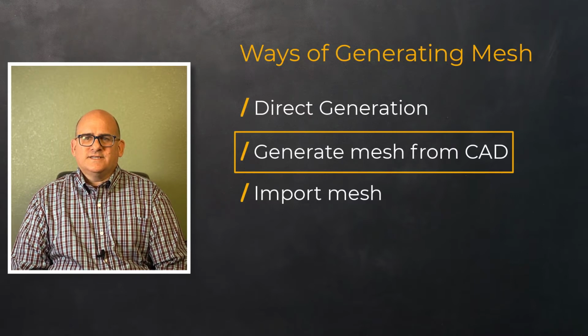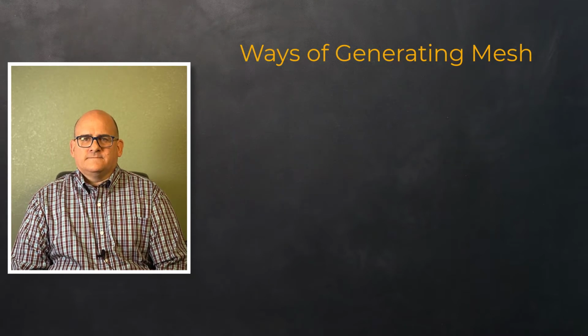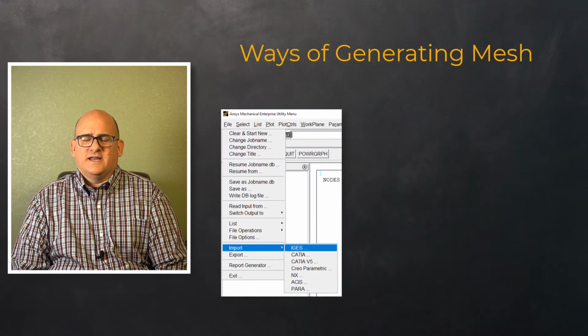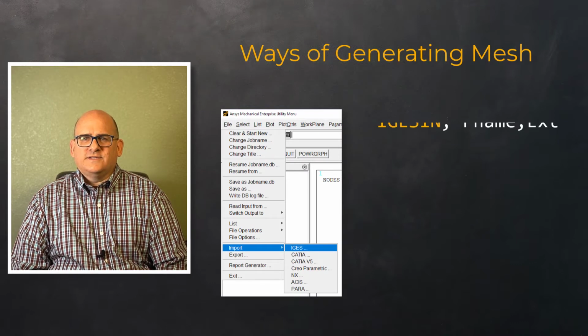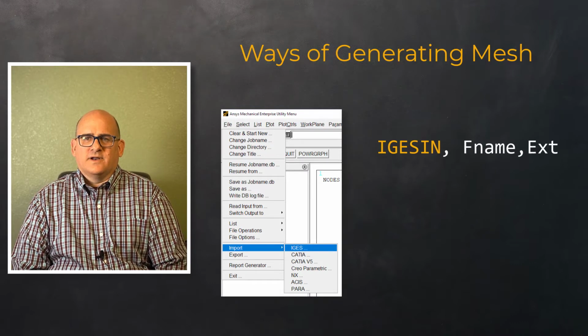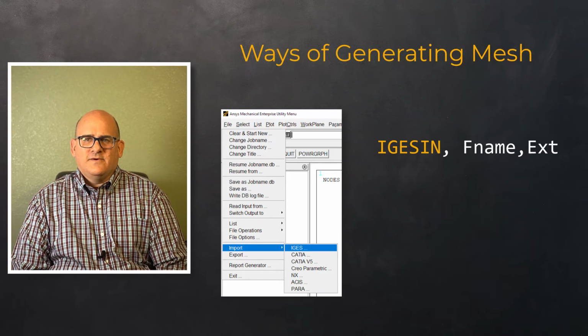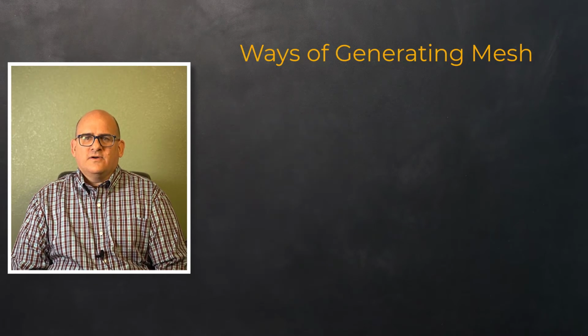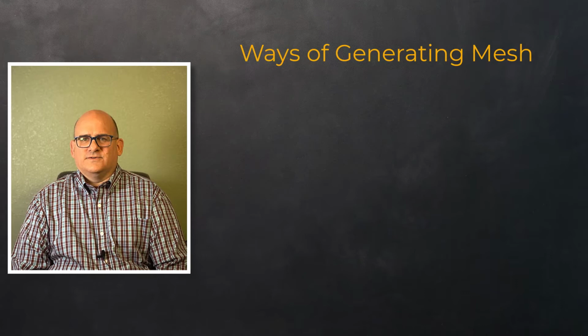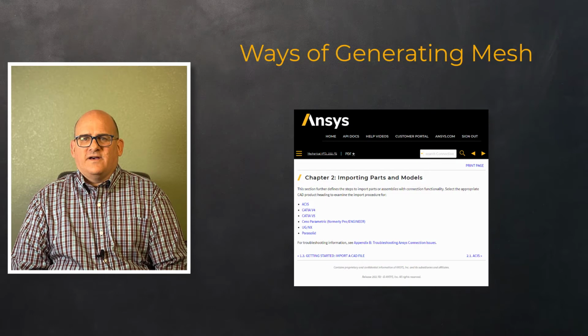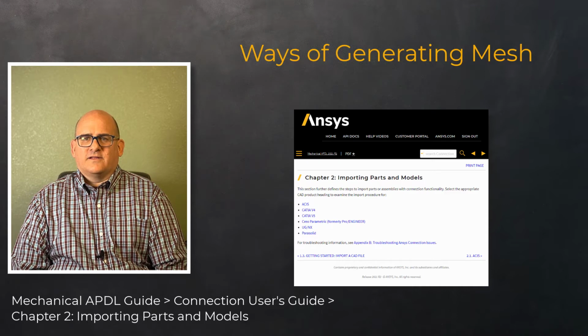But before we get into it, let's look at importing external CAD geometry of IGES files into Mechanical APDL. One can do this using the import functionality in the Mechanical APDL GUI or using the APDL command IGESIN. One can import an IGES file using the command IGESIN, file name, extension. There are other CAD file formats that Mechanical APDL supports, but they usually require configuring the appropriate geometry interface, which may require an additional license. Details of the supported file formats and their software and license requirements are available in the Connection User's Guide of the Mechanical APDL Help. Now, let's talk about solid modeling.